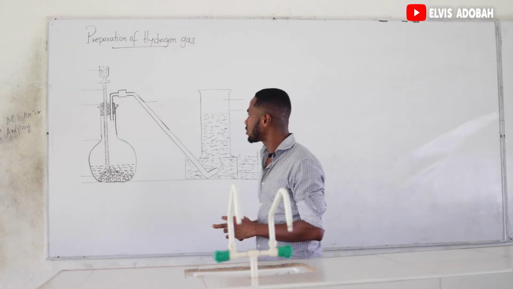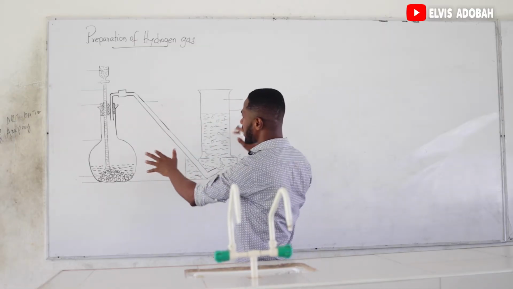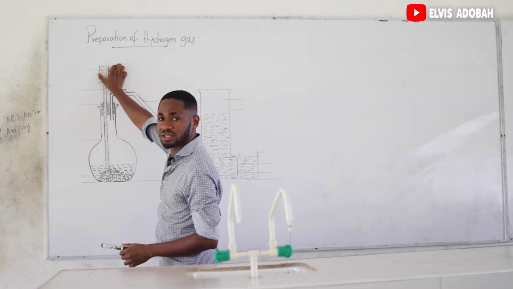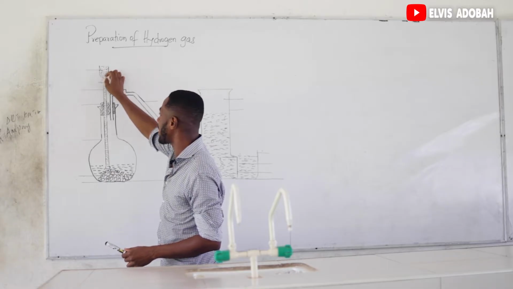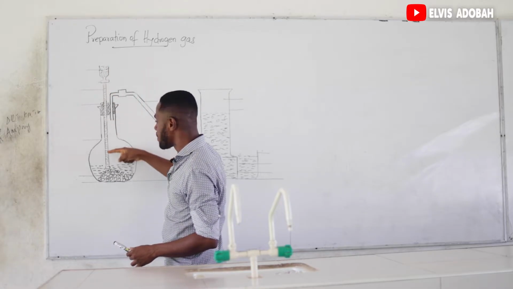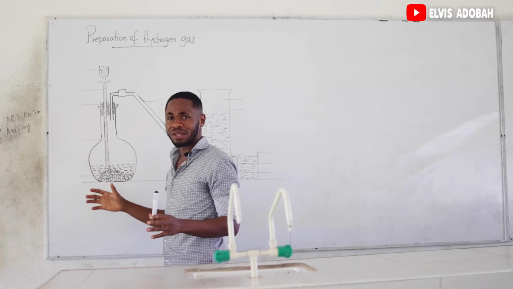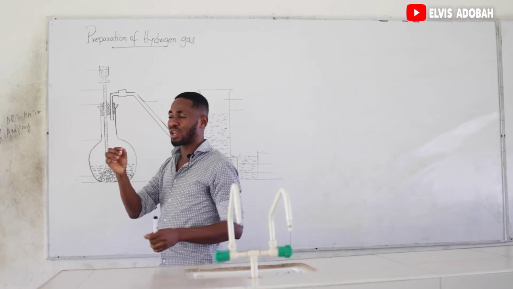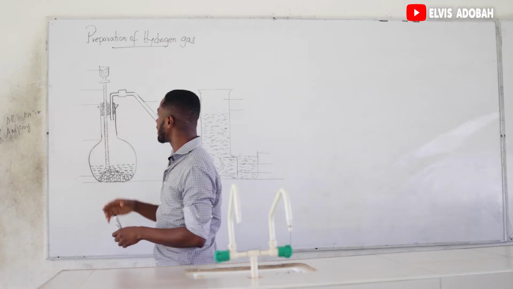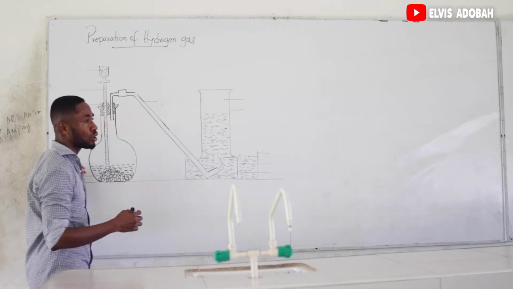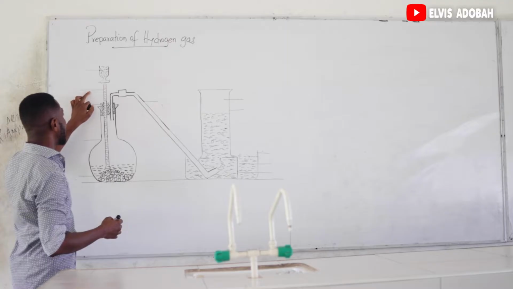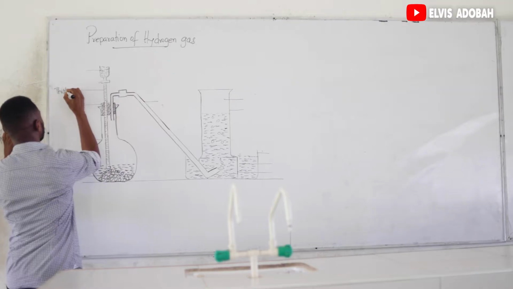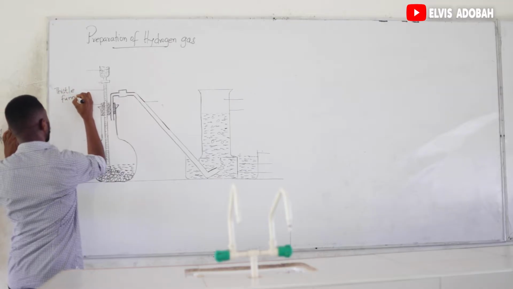Let's delve into it. So, we have a setup over here. We have this apparatus with a very long base. It's a funnel, but it's a different kind of funnel. The normal funnel we know has a very short base. This one has a very long base. And this funnel is what we call the thistle funnel. So looking at our line, this line points towards the thistle funnel. So this part is called the thistle funnel.